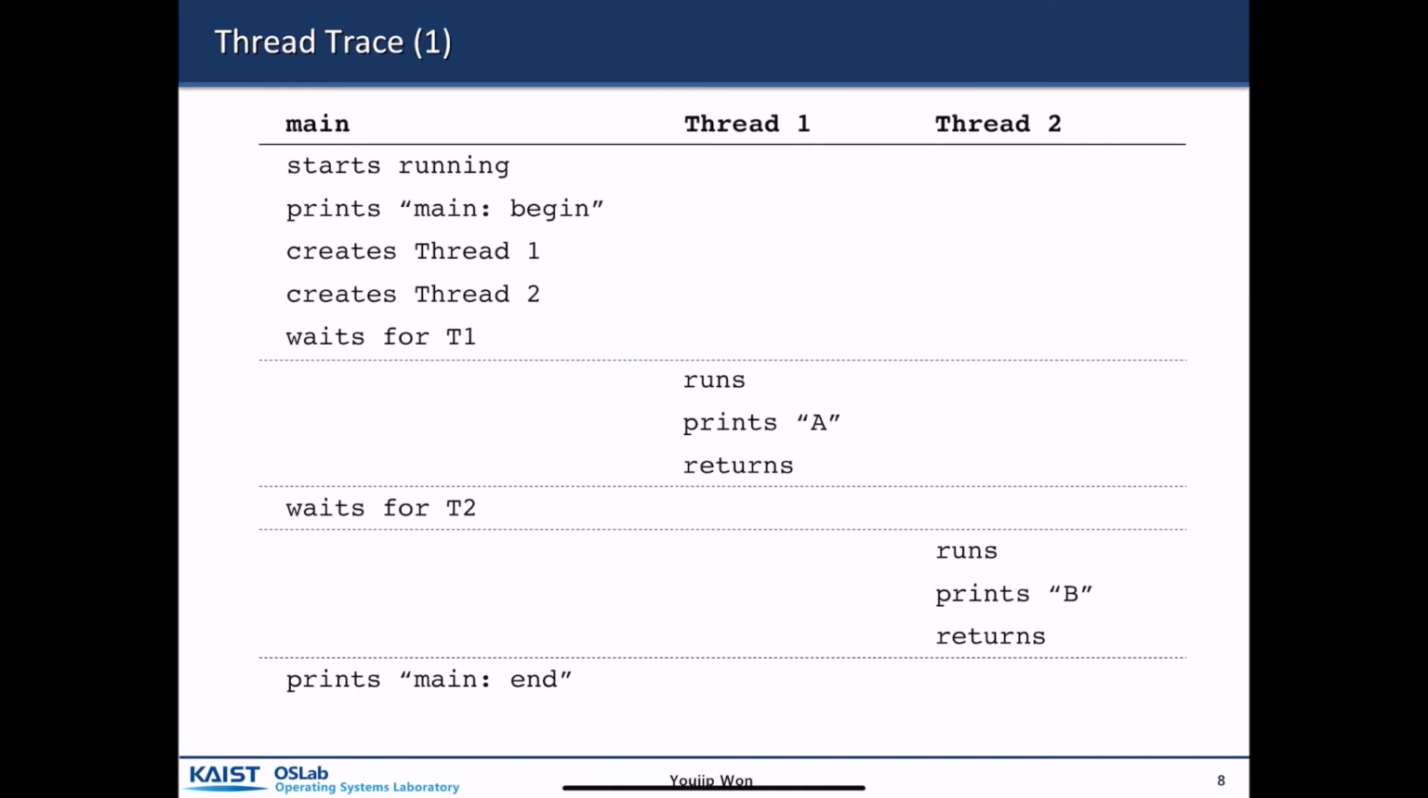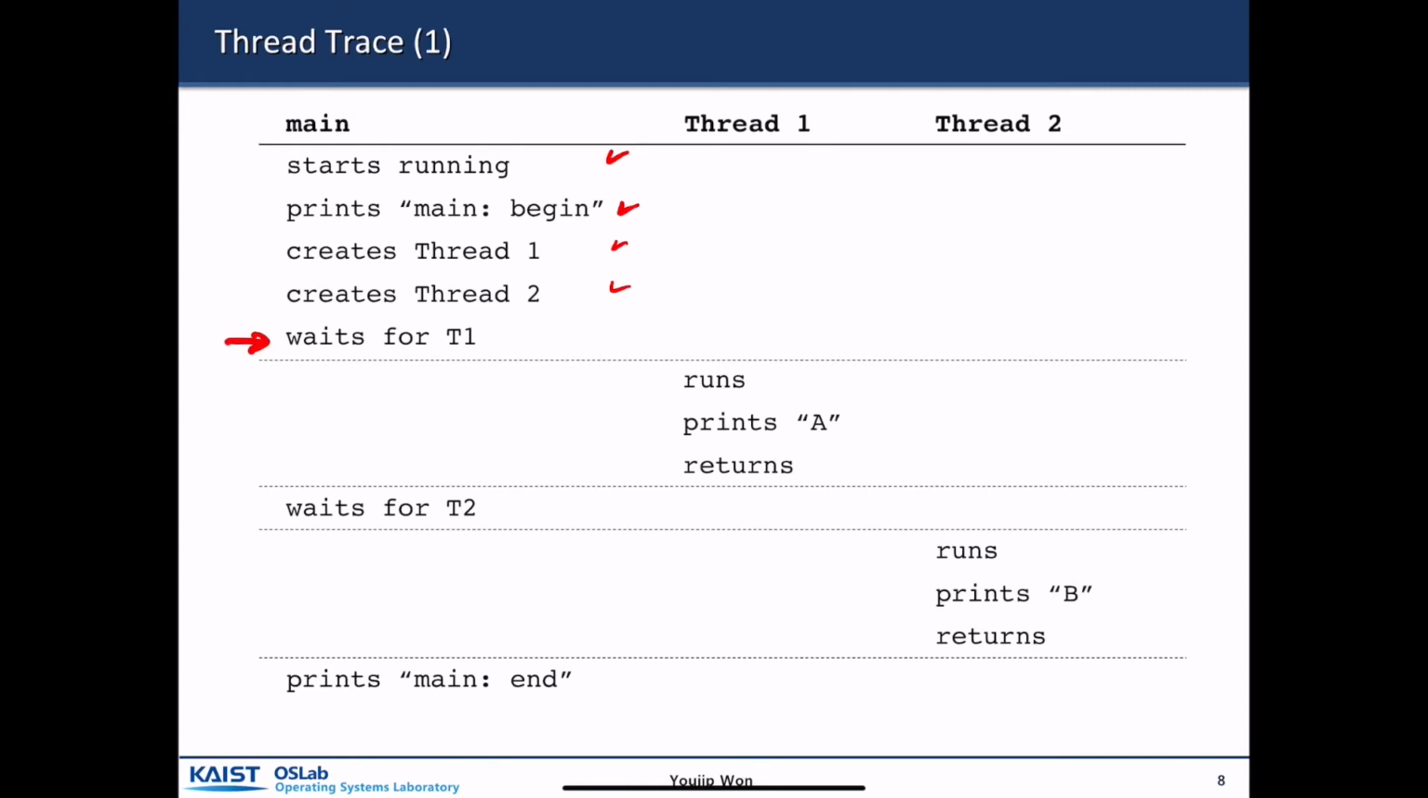Okay, so let's enumerate the possible execution scenarios of creating two threads. First one: the main function starts to run, and it prints main begin. And then it creates two threads. And then it calls pthread_join and waits for T1 to finish. Because it blocks, a context switch happens, and thread 1 starts to run.